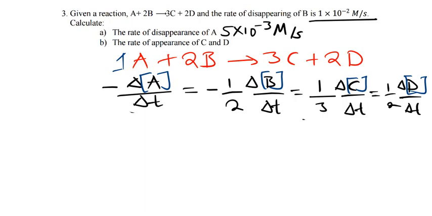Now B, which I expect you to pause the video and try out with a good explanation that I've given you. Pause the video and try out B. So we'll start with the rate of appearance of C. Okay, so at this point we've got options.